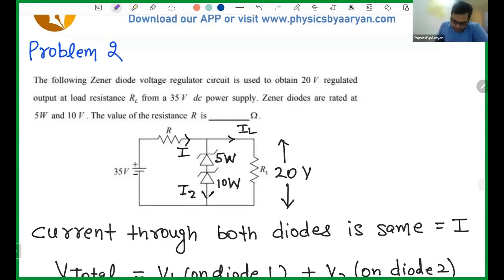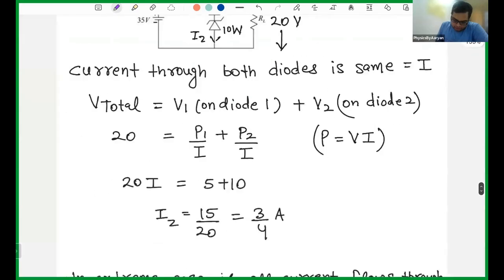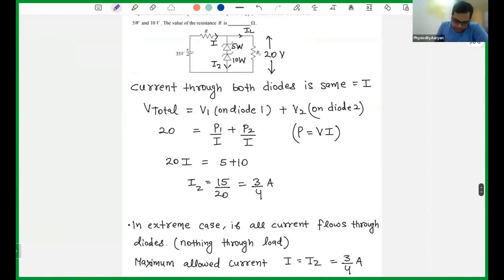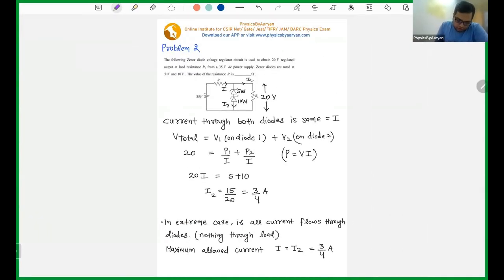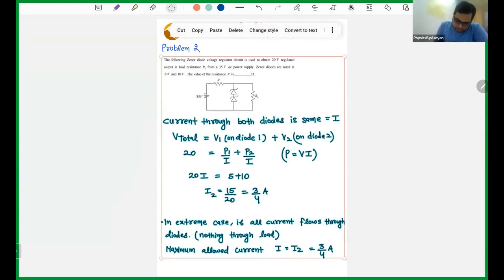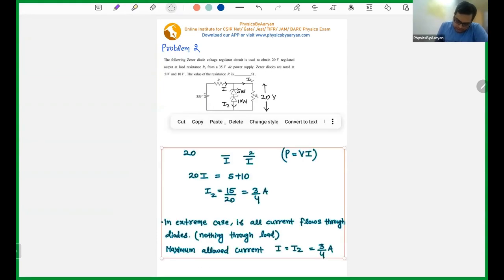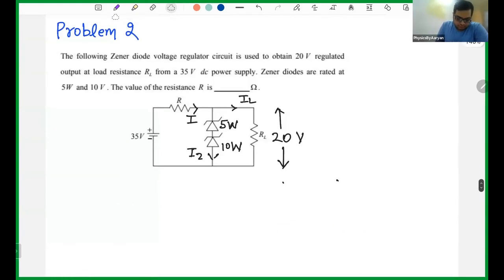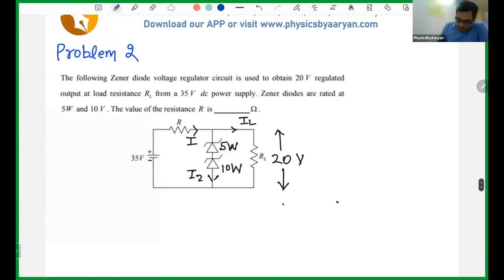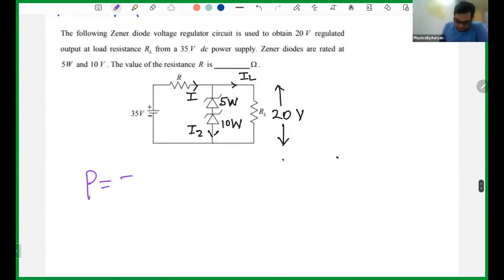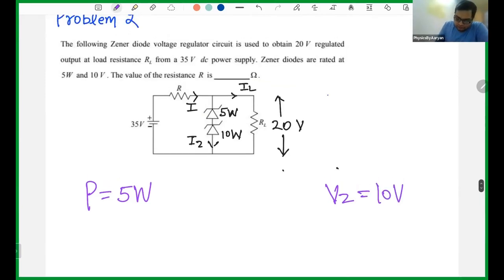Let me change this problem because I misread it earlier. I read both of them as volt, but it is watt in one of them. Okay, I will do this problem in front of you. Let me remove this. So both the diodes have a power rating of 5 watt, and the Zener voltage of both the diodes is 10 volt. That is why you can see 10 plus 10 is giving you 20 volt across the load resistor.